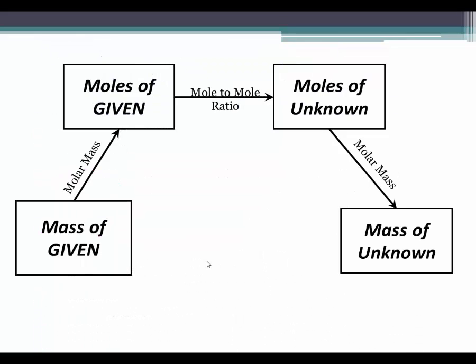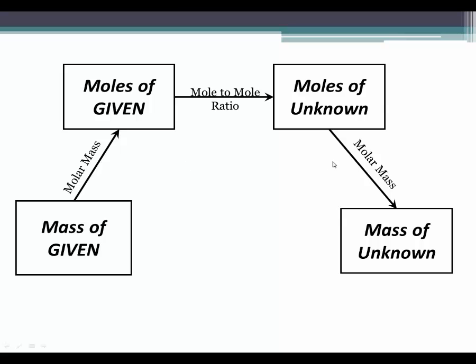So essentially, here's what it looks like. You have the mass of a given, convert it to moles of your given, take those moles of given, convert it to your moles of unknown, take your moles of unknown and convert it to your mass of unknown using your molar masses, of course. So you use your molar mass to convert from mass to moles, mole to mole ratio to convert from moles of reactants to moles of products, or moles of products and moles of reactants if you're going backwards, and then moles of unknown to mass.